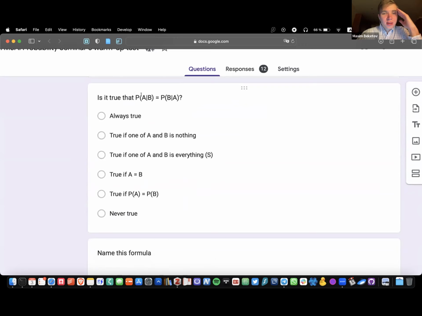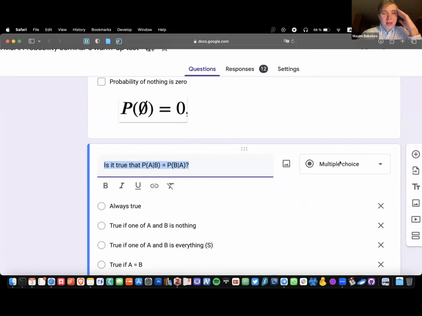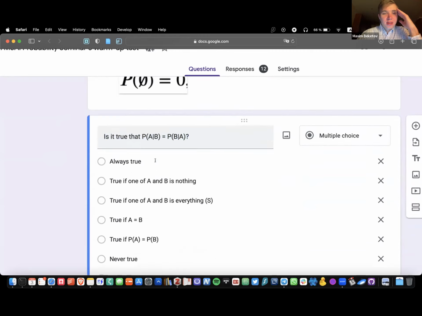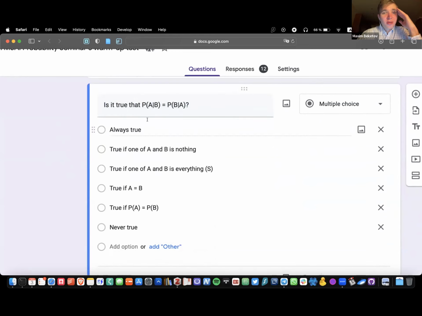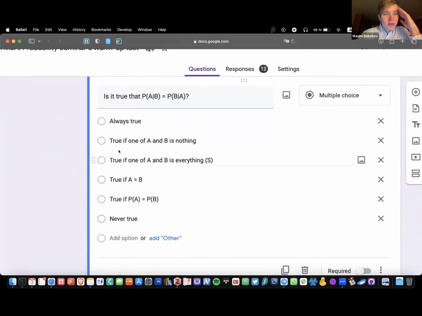Is it true that the conditional probability of B given A equals vice versa? Okay, and we have options. Of course, it is not always true, right? But let's see what other options. True if one of A and B is nothing.